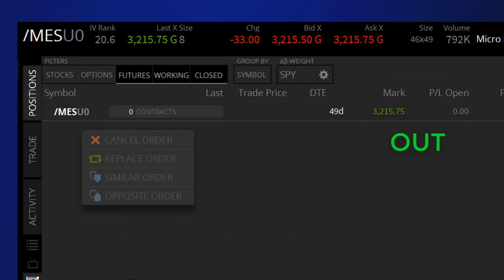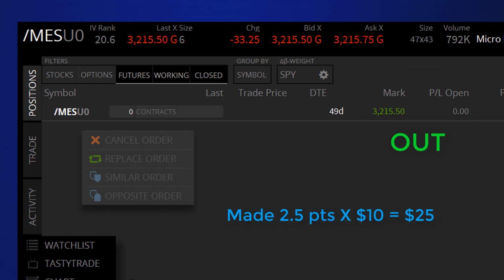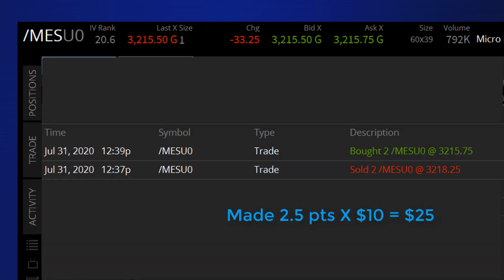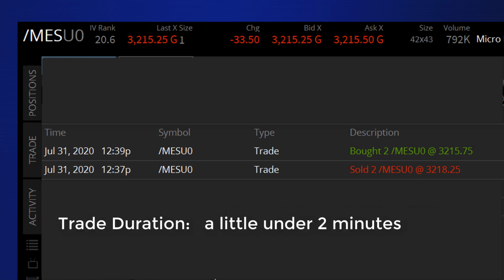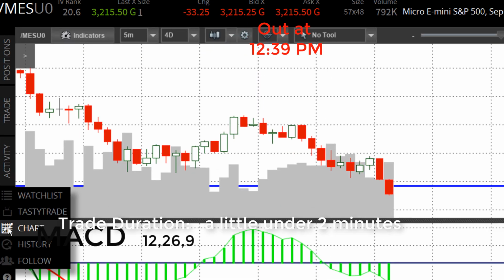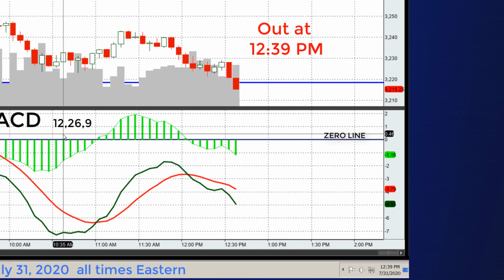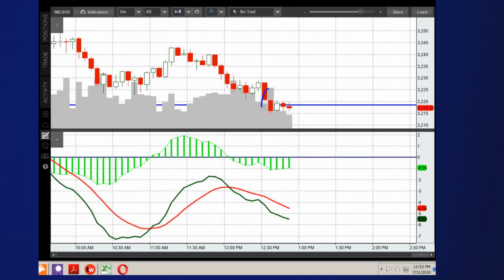Right there, I'm out. I was filled because I saw the market went below my limit price, so I know I'm filled. 2.5 points profit, $10 a point, that's $25, and a duration of 2 minutes. But as you can see, it's a little bit tense because you have to be careful and be ready in case the market goes the other way.